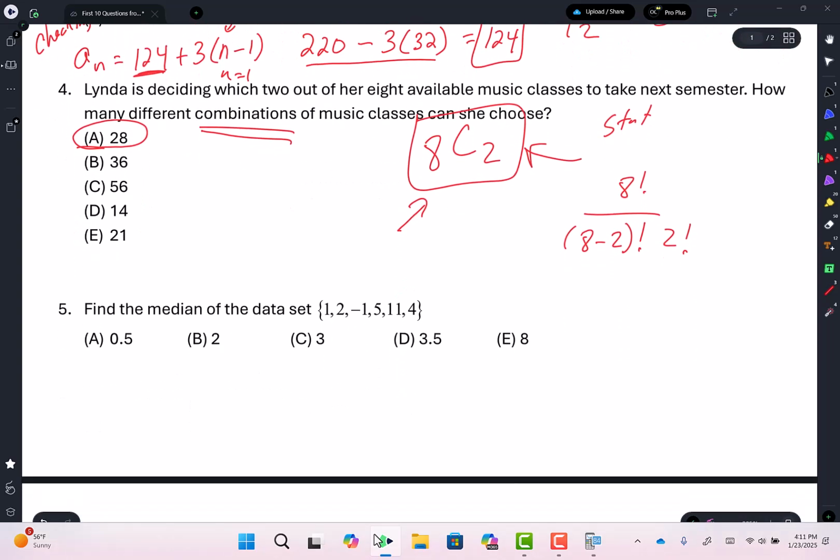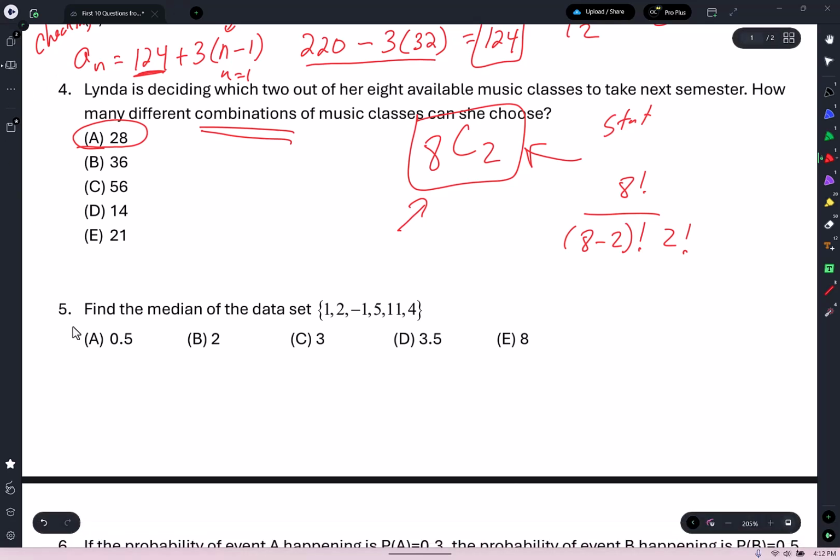Okay, so here we go. Questions like this one: I'm going to show you the easy way, and then I'm going to show you how to do it with a calculator where you don't have to do any thought. Cool or not cool? All right, so here's the easy way. Put them in order, from smallest to largest: negative 1, 1, 2, 4, 5, 11.